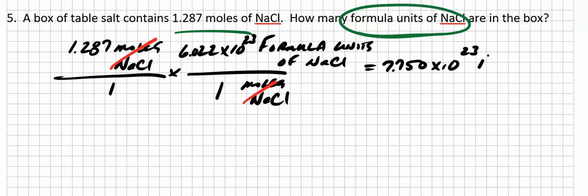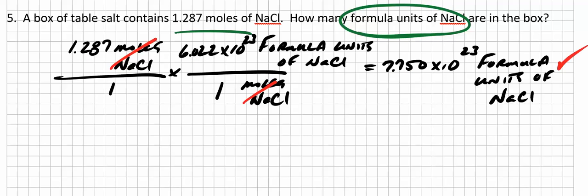And that's formula units of sodium chloride, or NaCl. Let me just do a quick check of significant digits. 4 here, 4 here. I need 4 significant digits in my answer. I'm satisfied with that answer, and I'll move on.